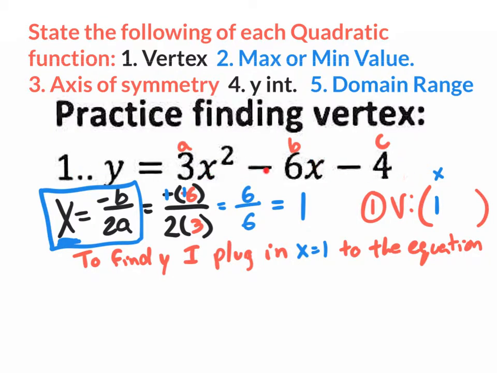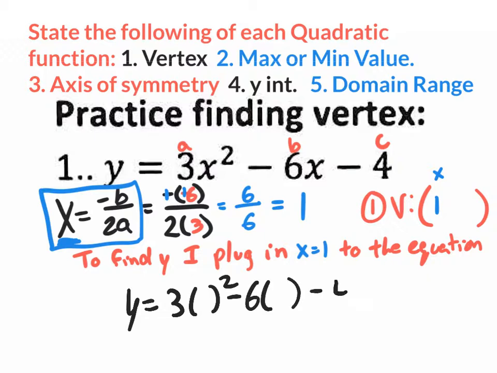Let me rewrite this, but with parentheses instead of x's. Do the same, please. Y equals 3x squared minus 6x minus 4. Of course, we are plugging in 1 into those parentheses. Now it's a question of doing the math correctly with the correct order of operations. PEMDAS: exponents will be the first thing that you tackle. 1 squared is 1. And of course, you have the times 3 right in front.